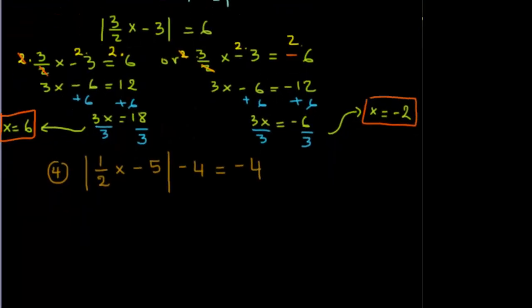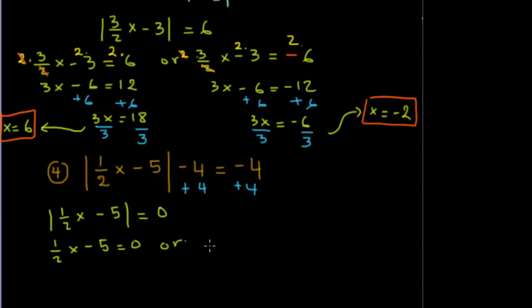Okay, now the last problem. We have the absolute value of 1/2 x minus 5, minus 4 equal to 4. So what we're going to do is add 4 on both sides so that the absolute value stays by itself. So the absolute value of 1/2 x minus 5 equal to 0. Then my next step is to split into two equations. So 1/2 x minus 5 equal to 0, or 1/2 x minus 5 equal to negative 0.